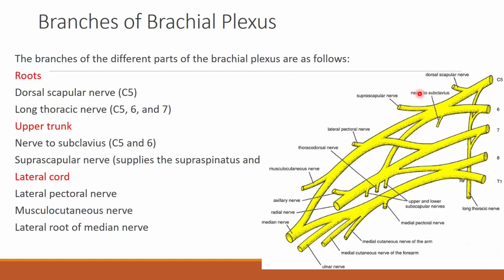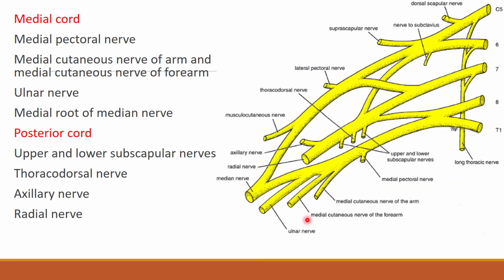Then from the lateral cord, many branches will come out, which are named the lateral pectoral nerve. This is the lateral pectoral nerve. Then the musculocutaneous nerve. This is musculocutaneous. Then there will be the lateral root of the median nerve, which is coming out from the lateral cord.